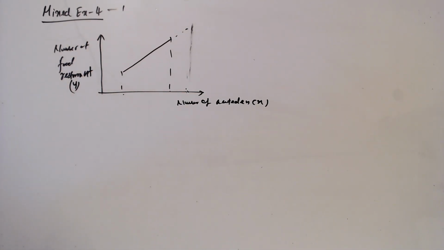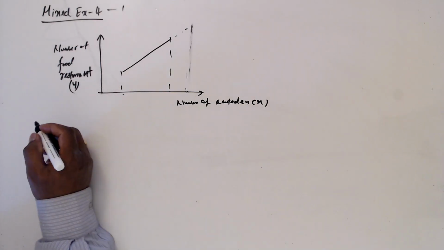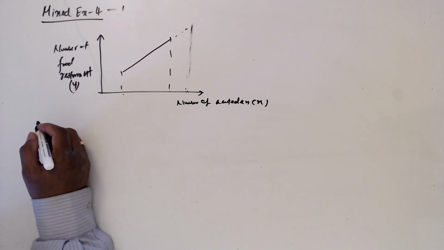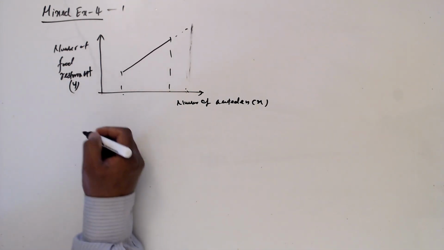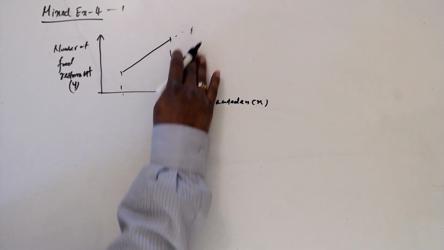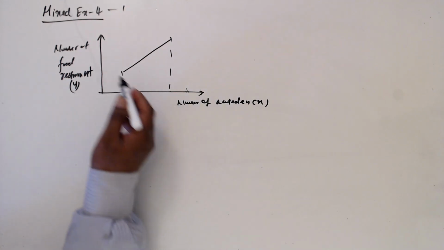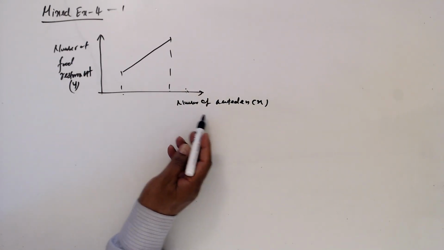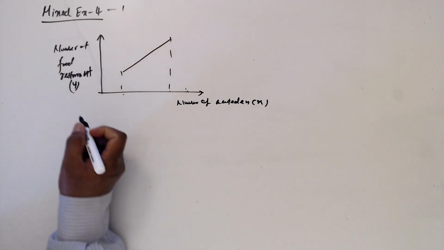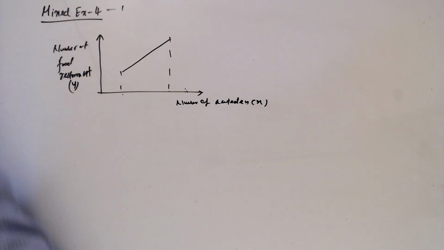Mixed exercise for question number one. This question is about a restaurant and the number of accidents. Katie did the experiment and she found that there's a strong correlation on this graph, number of restaurants versus number of accidents.